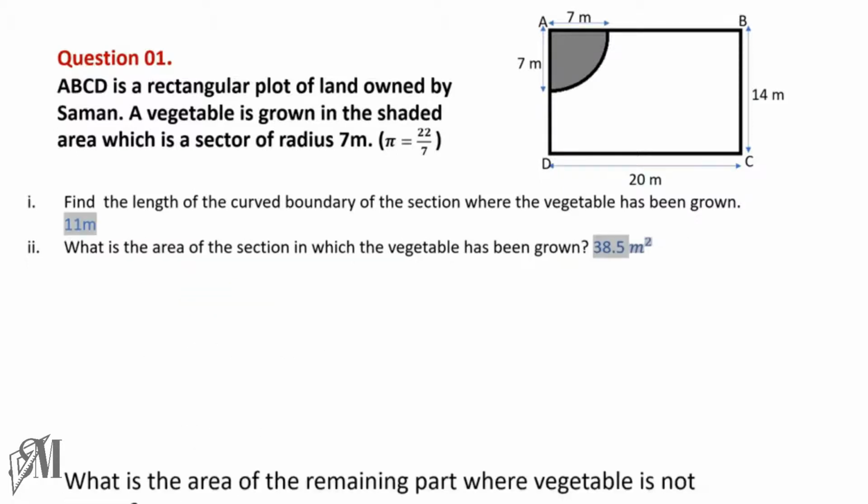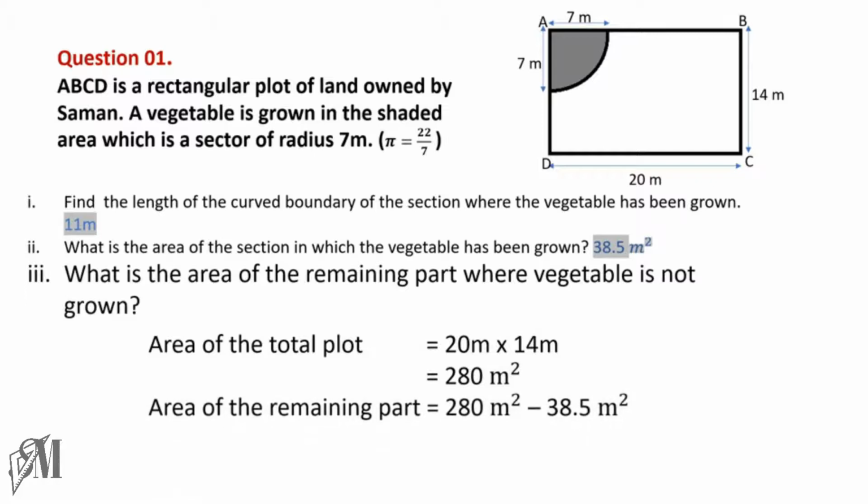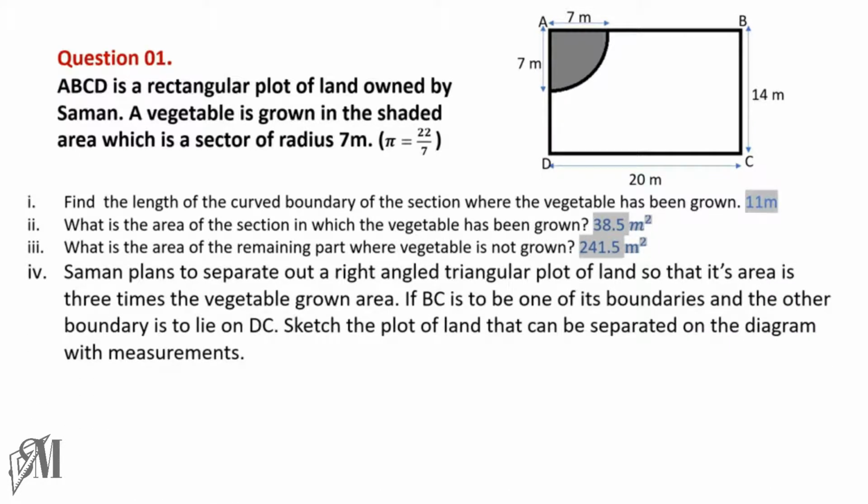The third part of this question asks us to find the area of the remaining part where vegetable is not grown. To do this part, first of all, we have to find the area of the total rectangular plot. We know a rectangular plot's area can be found by length into breadth. You have to multiply. So that gives us 280 meters squared. And by subtracting the shaded region, you get the remaining area as 241.5 meters squared.